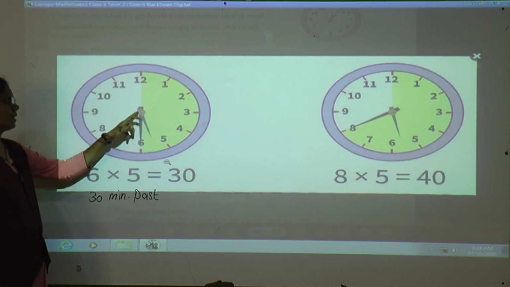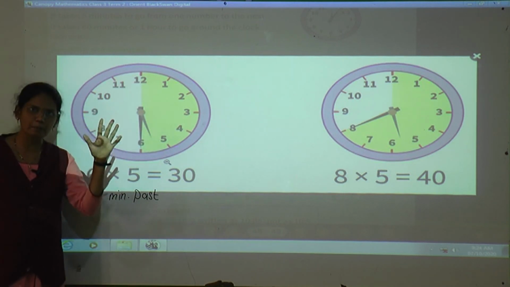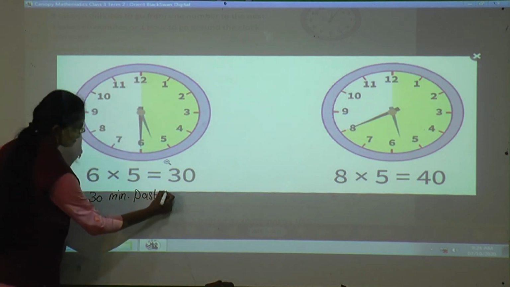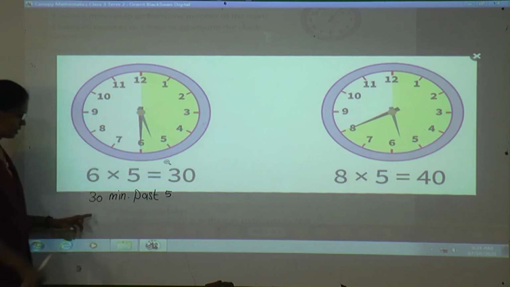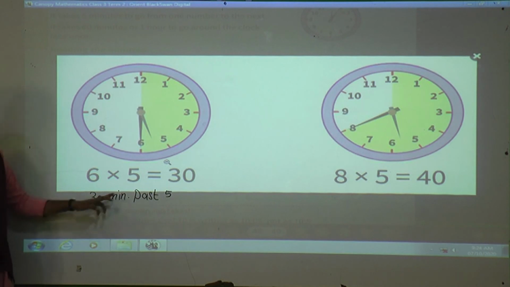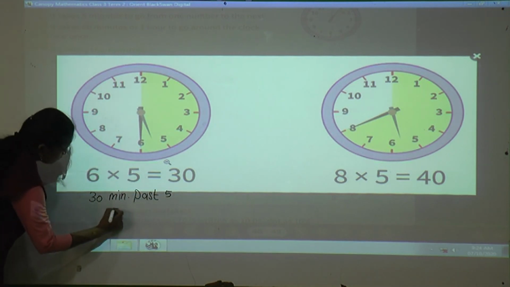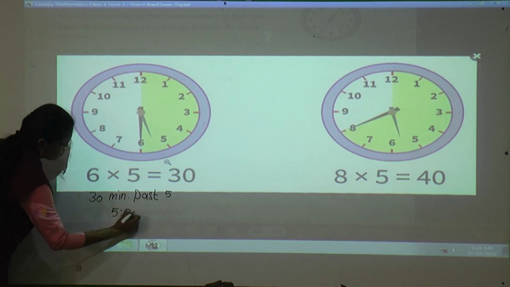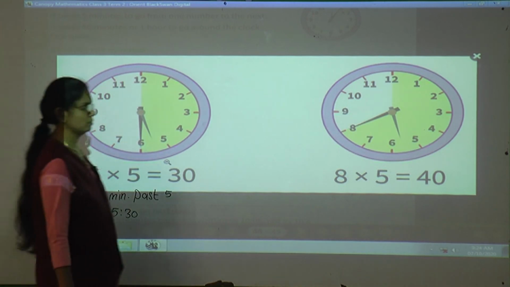Now you will see where is the hour hand. It has crossed 5 number. Okay. So here we'll write 5. 30 minutes past 5. What is the time? Means 5:30. Clear?